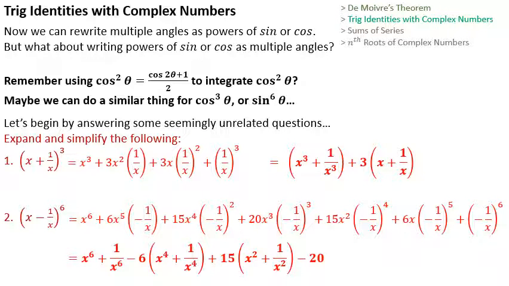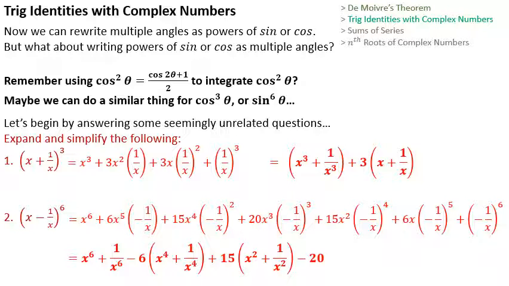But this also simplifies in a similar way. We get x to the 6 plus 1 over x to the 6. We get an x to the 4 plus 1 over x to the 4. There's actually minus 6 of those altogether. And we'll get 15 lots of x squared plus 1 over x squared. So even though there were lots of minus signs around, the symmetry of this one meant that we still ended up with the sum of 2 reciprocal terms.